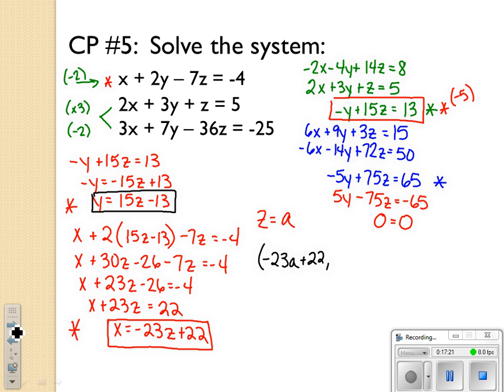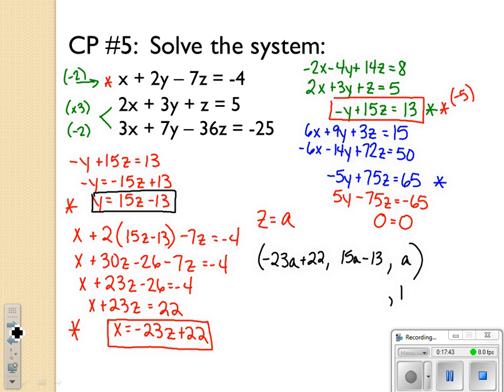I don't want to use the z. The y is going to be 15a minus 13. And then, of course, the z value is just going to be whatever number we pick. Okay? So if we chose to do 1 for z, plug a into y.